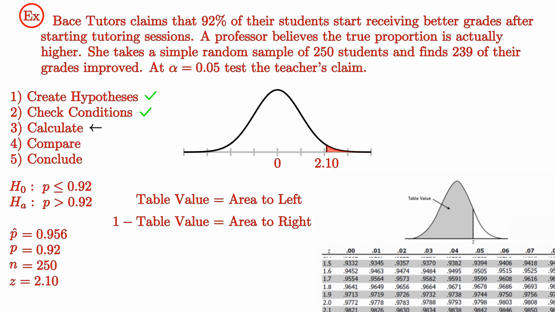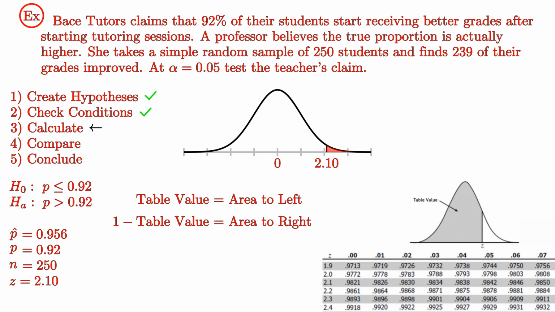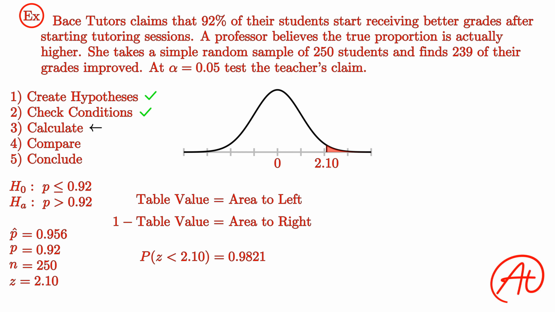Looking a bit farther down in this table, we find the table value that is associated with our z of 2.10. To do that, we look in the row for 2.1, coming from the ones and tenths place of our z, and the 0.00 column coming from the hundredths decimal place of our z. This gives that the area to the left of our z of 2.10 is 0.9821. Therefore, the area to the right is 1 minus 0.9821, or 0.0179. This means our p-value for this problem is 0.0179.